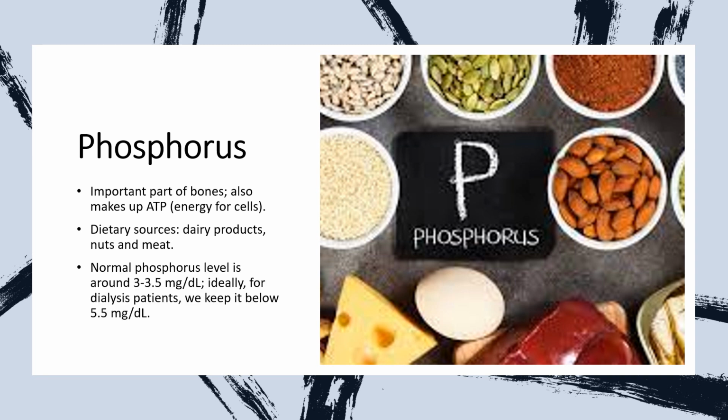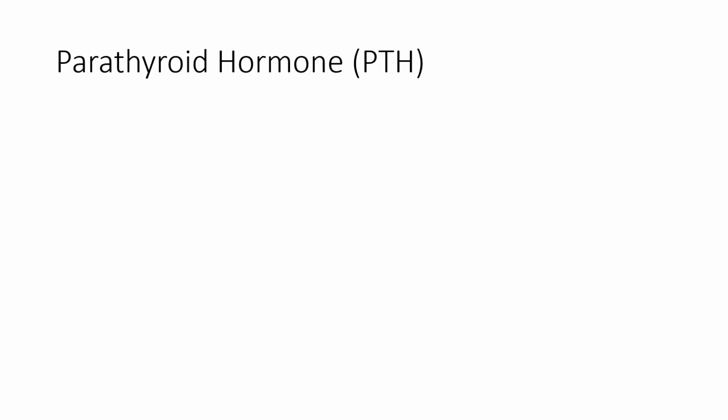Normal phosphorus level for someone who's not on dialysis is between 3 and 3.5, and ideally for a dialysis patient, we keep it below 5.5 millimoles per liter. Similar to calcium, high phosphorus levels have been shown to trigger the calcification of blood vessels. So it's very important to control phosphorus levels in order to maintain the health of our vascular system. In other words, the main reason why we work to lower phosphorus in our dialysis patients is to keep their blood vessels healthy.